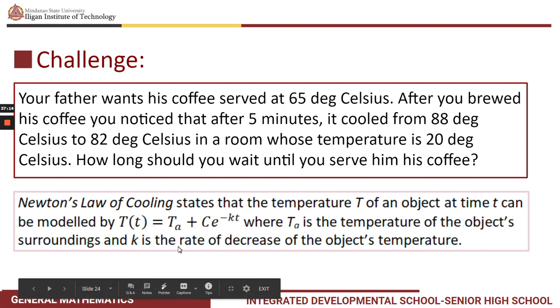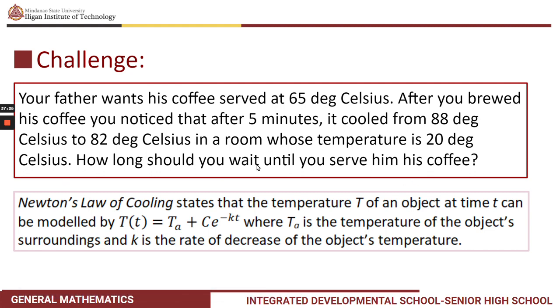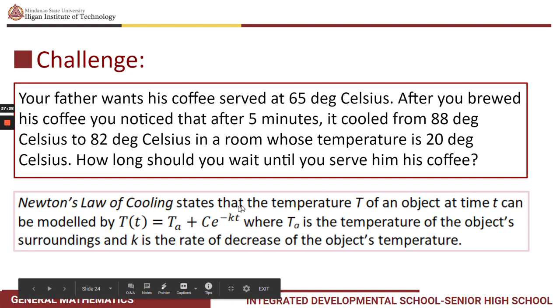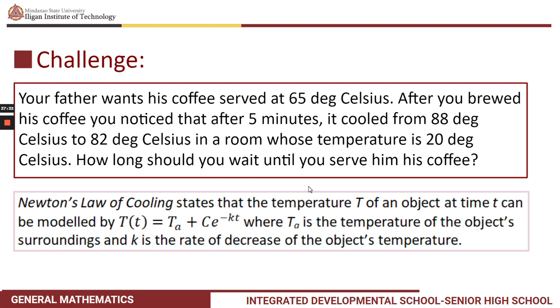Given Newton's law of cooling, try to solve this problem. The hint here is that you make use of the givens, using the formula. I think the surrounding temperature is given here. The initial temperature is also given. Try to utilize that. Okay, you may pause this video while you're solving and then unpause when you already have an answer. Okay, so I'm going to continue in 3, 2, 1.